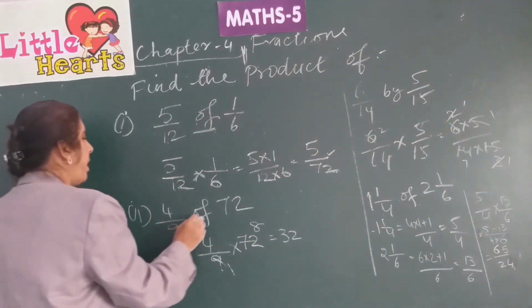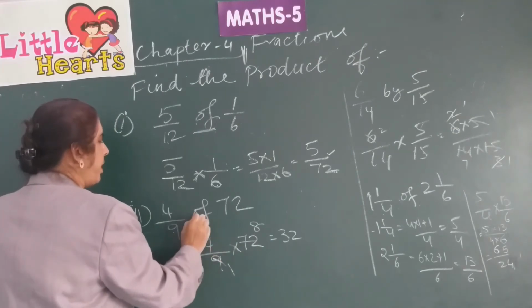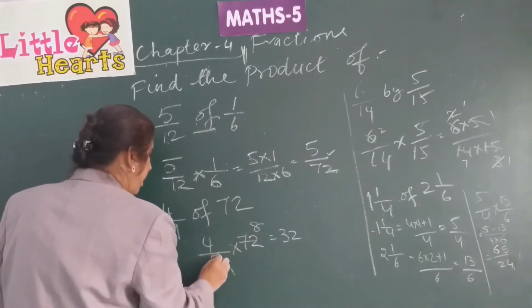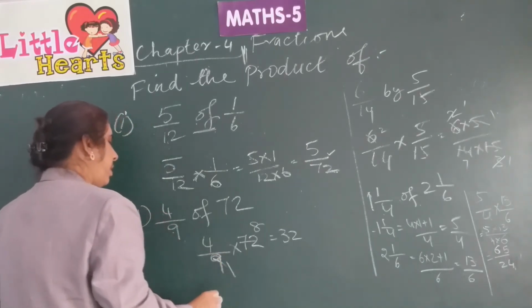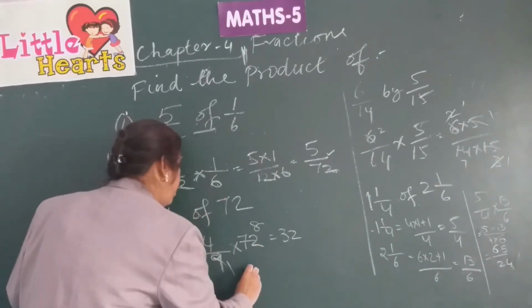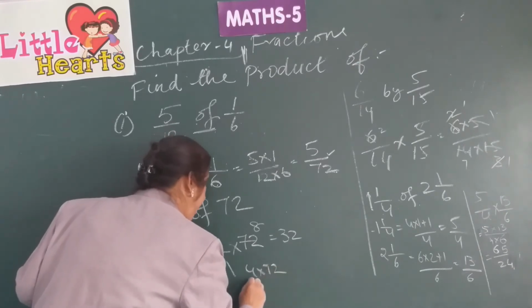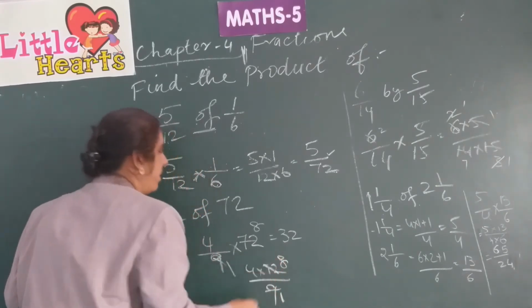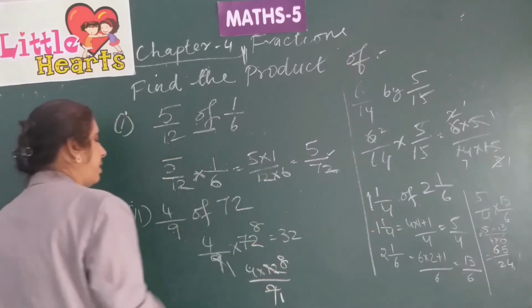Now 4 by 9 of 72. Of means multiplication, I already told you. 4 by 9 into 72. You can write 4 into 72 by 9, or you can cancel. 9 ones are 9, 9 eights are 72. 4 into 8, 32 is the final answer.